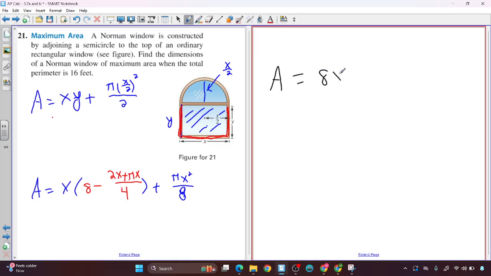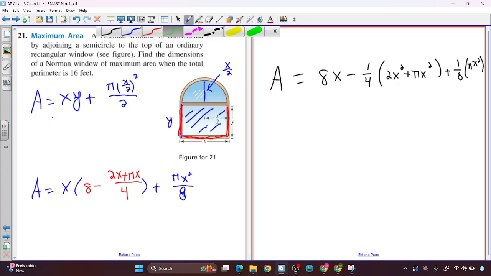So I have 8x minus a fourth, and then 2x squared plus pi x squared, plus an eighth pi x squared. I'm just taking the constants out, so when I do the derivative, it'll be a lot easier. I can just leave those constants. Okay, now I think we are ready to derive.